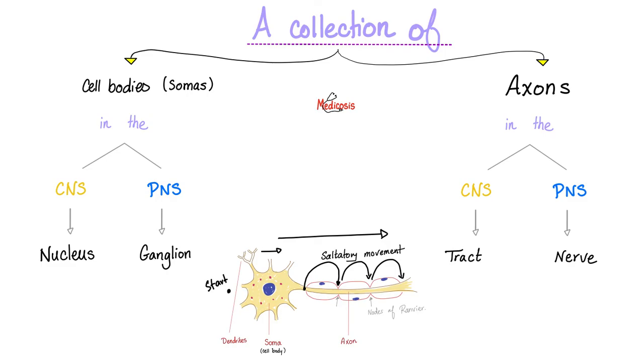Today, you will learn about the nucleus of the oculomotor nerve. You will actually learn about two nuclei for the oculomotor nerve. One is motor somatic, the other is motor autonomic, parasympathetic to be specific. How about a collection of axons in the CNS? It is known as a tract, such as the optic tract, olfactory tract, etc. And a collection of axons in the peripheral nervous system is a nerve.